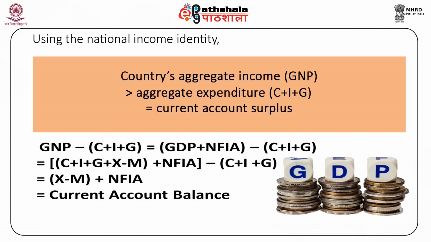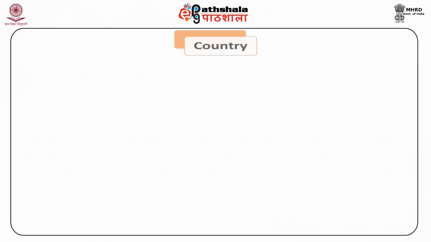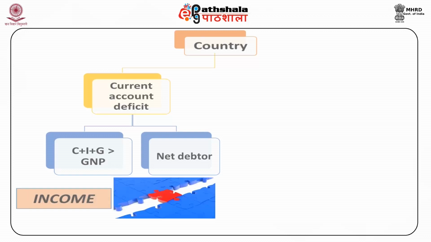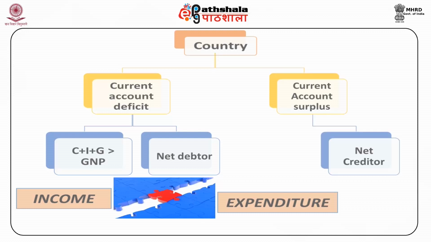The above identity indicates that a country with a current account deficit or surplus is one for which aggregate domestic consumption, which is C plus I plus G, exceeds or falls short of aggregate income. A country with a current account deficit is a net debtor, as it has to borrow to bridge the gap between income and expenditure. A country with a current account surplus is a net lender. A current account deficit may be financed by borrowing from the rest of the world or by reducing holding of foreign assets.